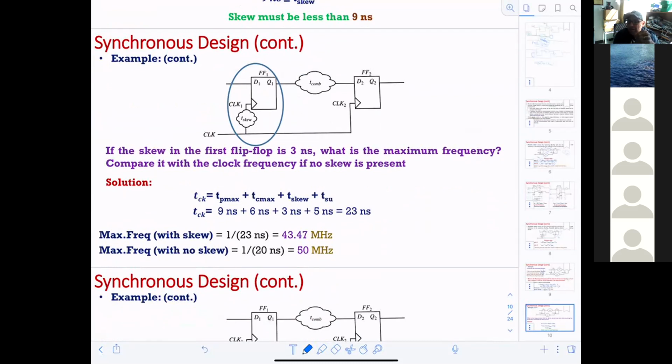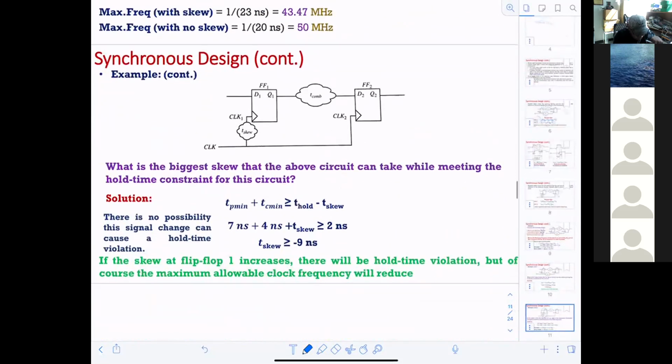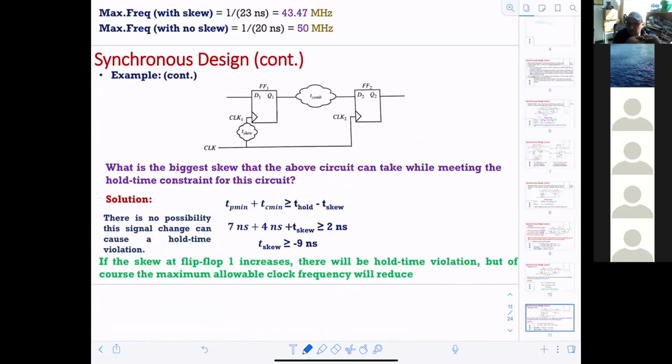The second rule will give an indication whether the hold time and setup time will be meeting the 3 nanosecond in this case or not. So I'm going to go into my equation, and I will find myself in big trouble, because the skew has to be greater than or equal to minus some nanosecond. There is no time in negative, right? So there is no possibility for this signal change to cause a hold time violation. But if you increase the skew by 1, so instead of 3 it becomes 4, then you will be in a violation problem. Okay.